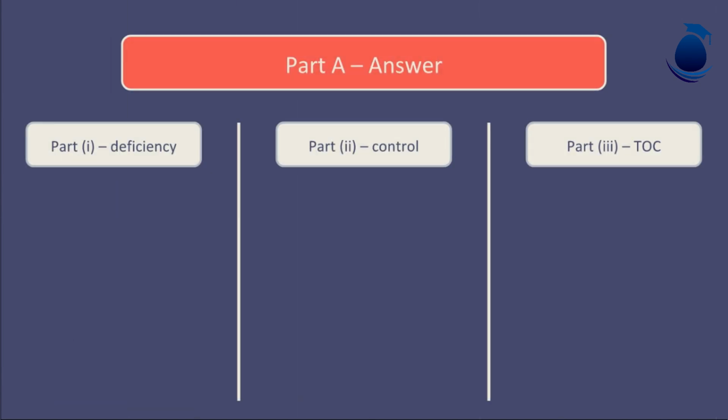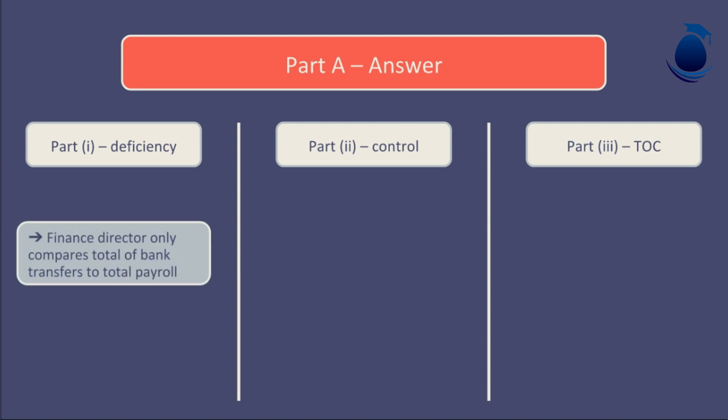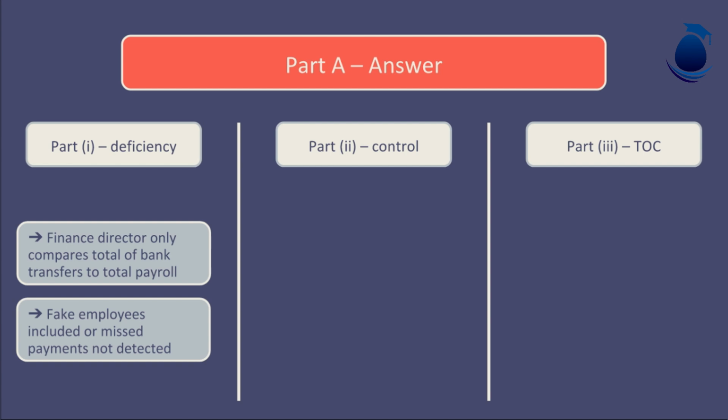Finally, the fifth deficiency we have selected is that the finance director only reviews the total list of bank transfers, comparing to the total amount paid to employees as per the payroll records. There could be fake or ghost employees included, or employees missed which may not have been considered.